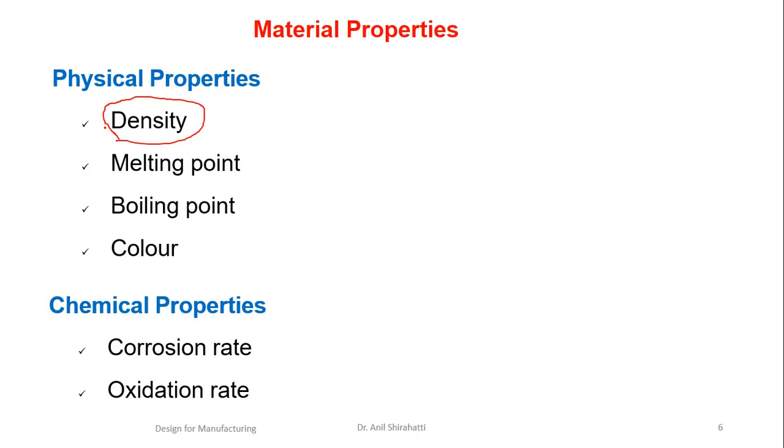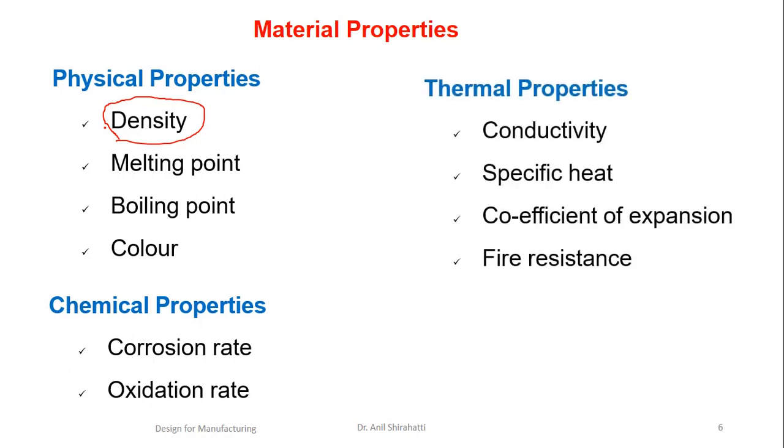Chemical properties like corrosion and oxidation rate. So if we are using any material in a sea type environment or corrosive environment, we may have to go for stainless steel. We cannot go for mild steel as a material. Then thermal properties like conductivity, specific heat, coefficient of expansion, and fire resistance of that material. So definitely where there is fire, I cannot go for plastic or any polymer. I have to go for metal.